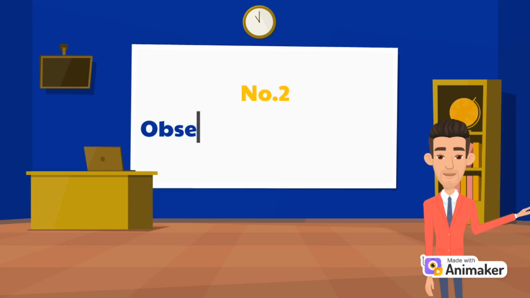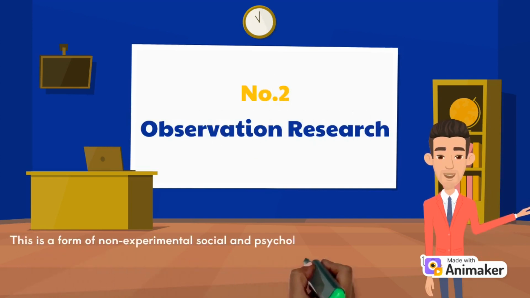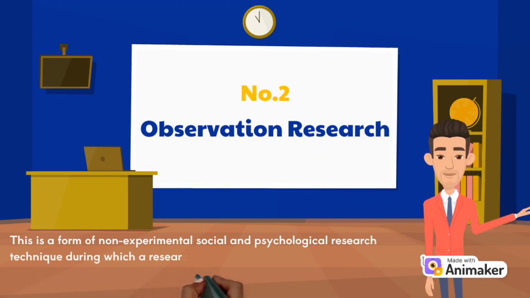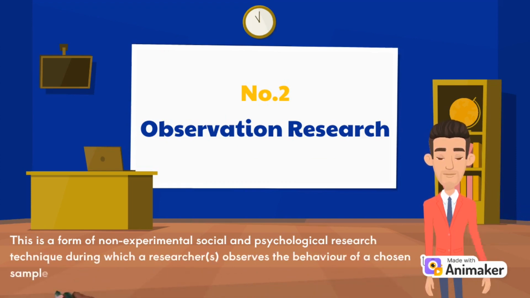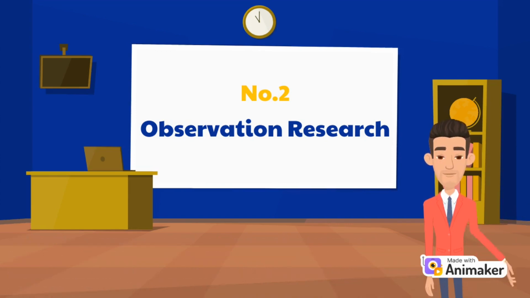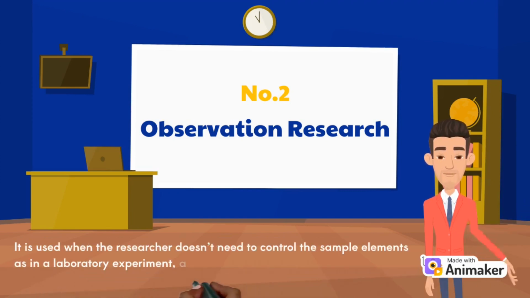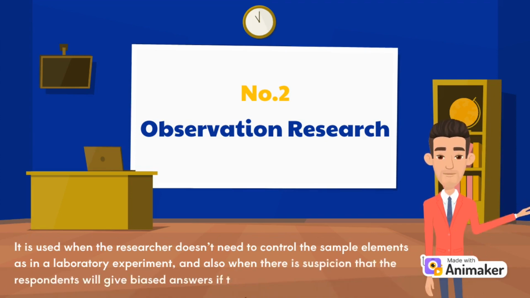Number 2. Observation research. This is a form of non-experimental social and psychological research technique during which a researcher observes the behavior of chosen sample elements in a given population, for informed generalizations about that population. It is used when the researcher doesn't need to control the sample elements as in a laboratory experiment, and also when there is suspicion that the respondents will give biased answers if they know they're being studied.